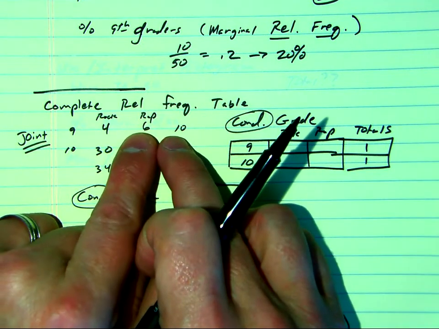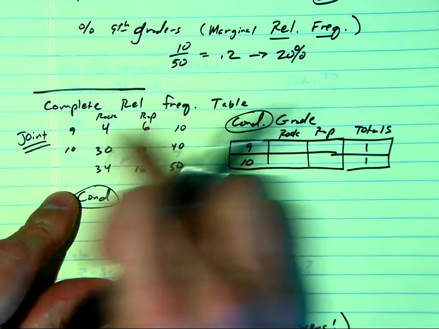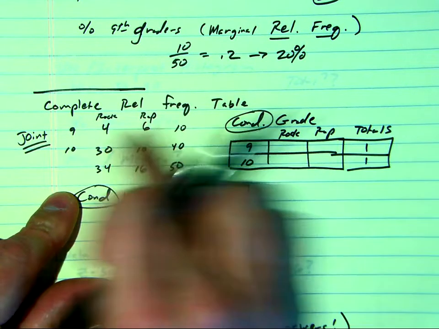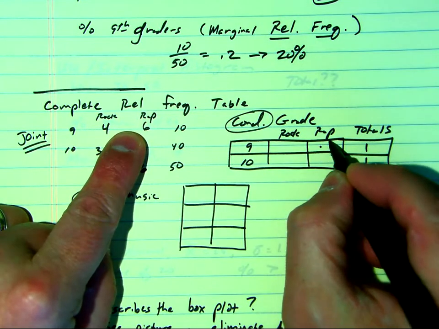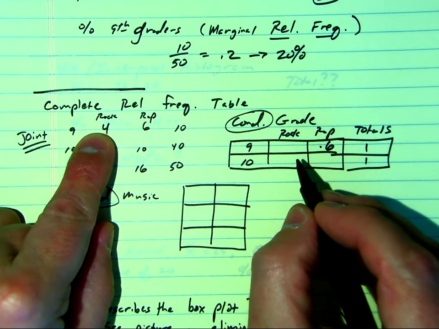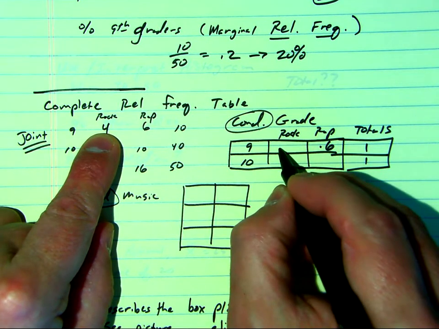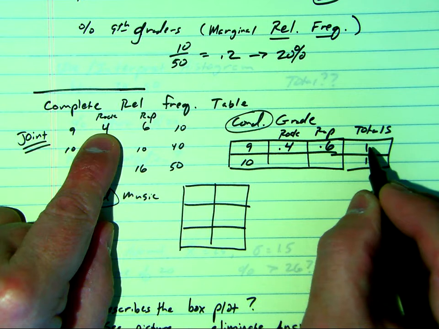Nobody's going to help? Okay, it's going to be for the conditional for the grade, so we're going to use the marginal totals for the side-to-side column. It's going to be 6 divided by 10, which makes that 0.6, right? And so what does it have to add up to for rock and 9th graders? Isn't 4 divided by 10 0.4? Remember how these have to add up to 1?